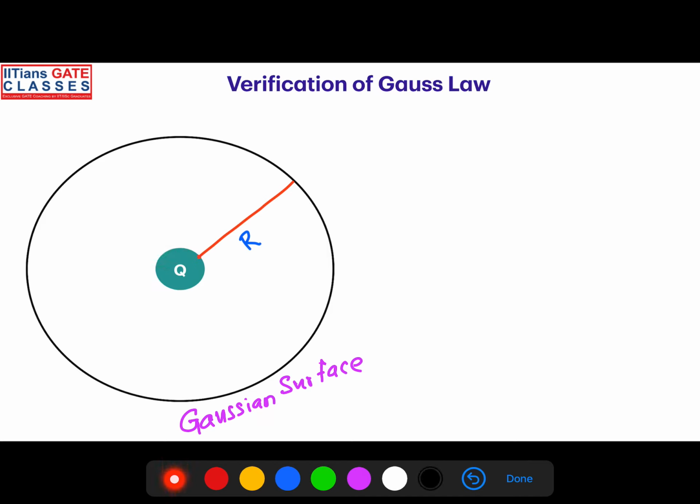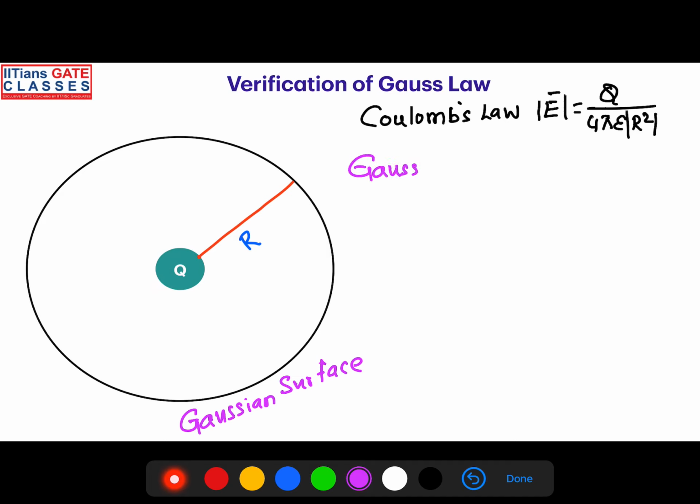We already saw this using Coulomb's law, right? What Coulomb's law says is, whenever there is a point charge, the magnitude of the electric field intensity is equal to q by 4 pi epsilon r square, right? The same thing, let us try to verify with the Gauss law. Using Gauss law, the net flux leaving any closed surface, in this case, is equal to the charge enclosed q itself.